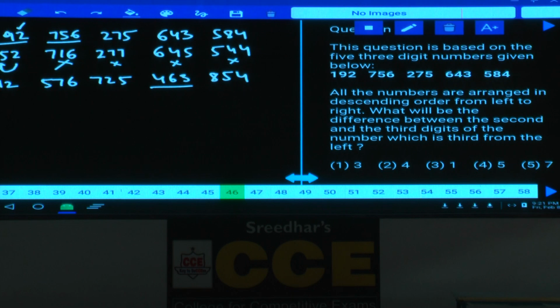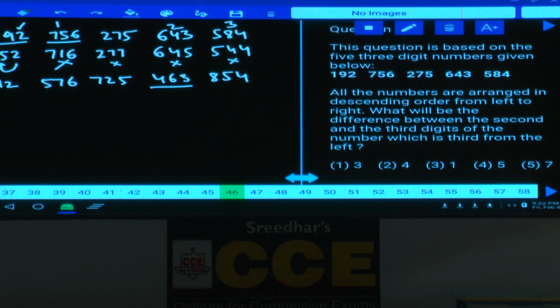Then question number 46. All the numbers are arranged in the descending order from left hand side to right hand side. What will be the difference between the second and the third digits of the number which is third from the left hand side? Isn't it? Third from the left hand side means all the numbers are arranged in the descending order. In the descending order, this 756 will be the first number at the left hand side, and the next one will be 643, and this will be the third number, 584.